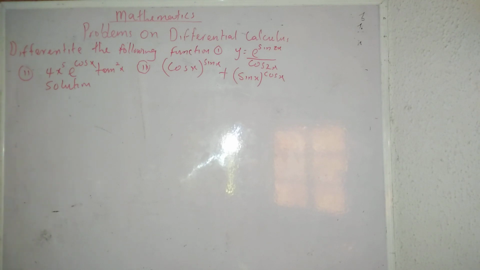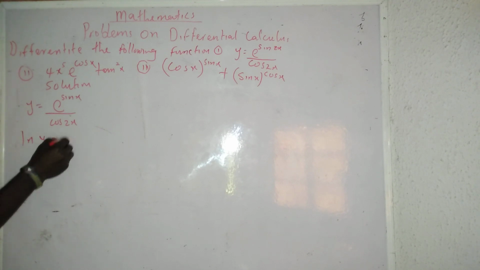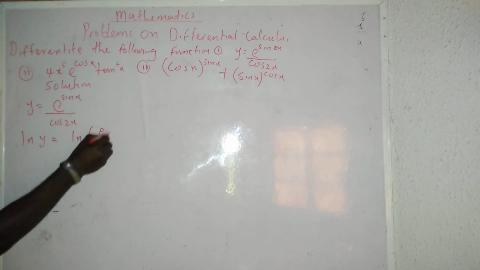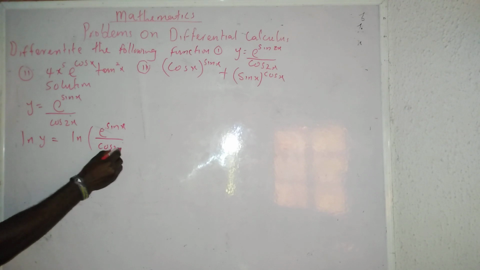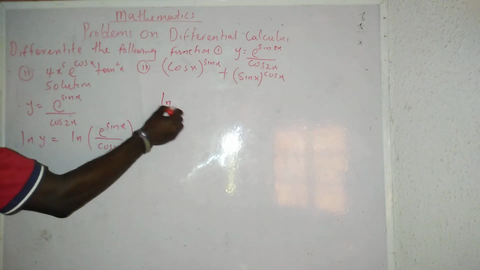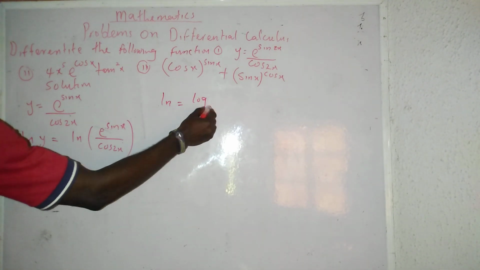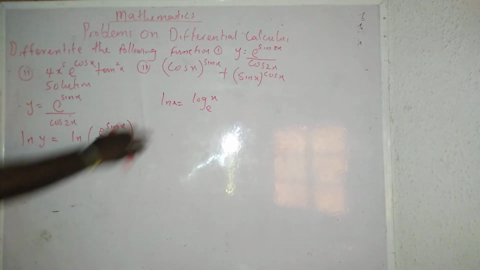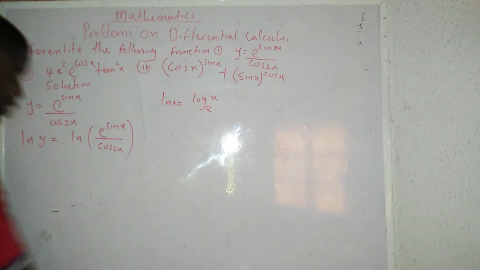If I want to use the ln approach, I will have y equals e raised to power sine x all over cos 2x. Now, I can take ln of both sides. If I take ln of both sides, I will have ln y equals ln bracket of e raised to power sine x all over cos 2x. The ln is the same thing as log in base e. They are the same thing.